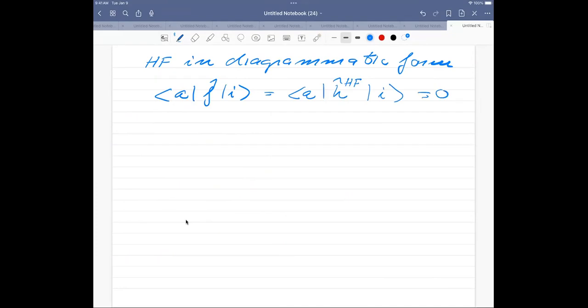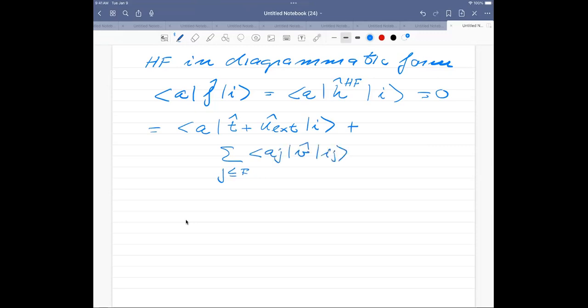Analytically, when we look at the expressions, this is the same as having the kinetic energy, which I wrote as T here, so T stands for the kinetic energy, and then an external potential of I, plus this term, the sum over J below the Fermi level of AJ of V of IJ. So this is essentially what we have.